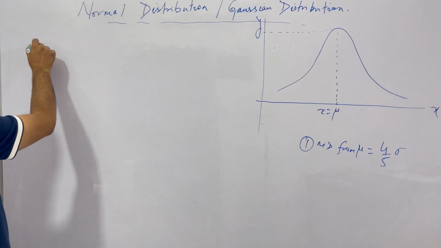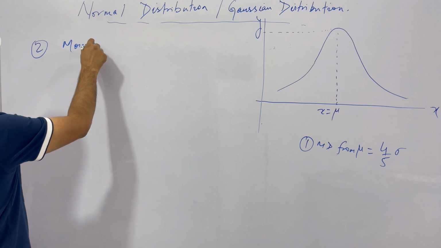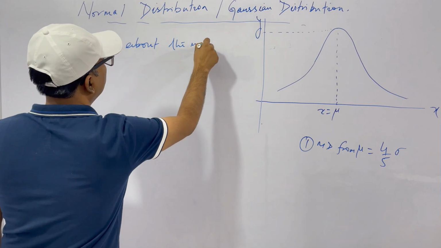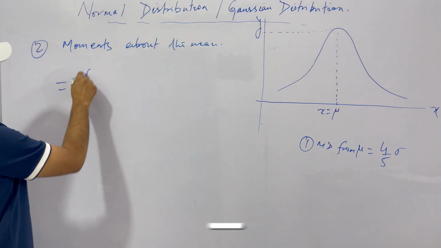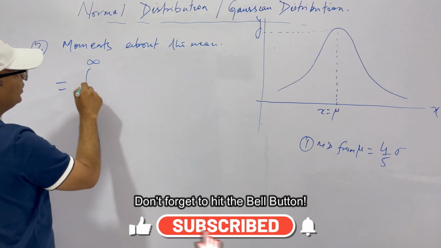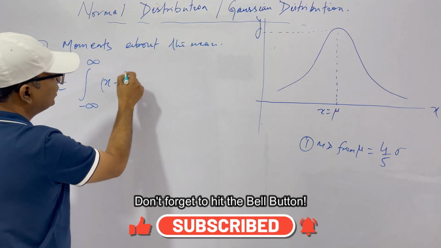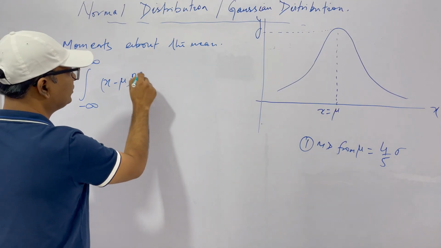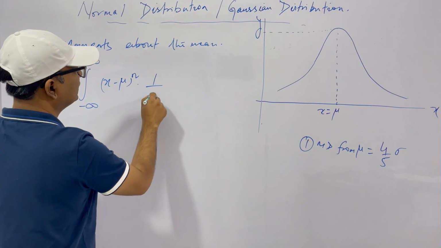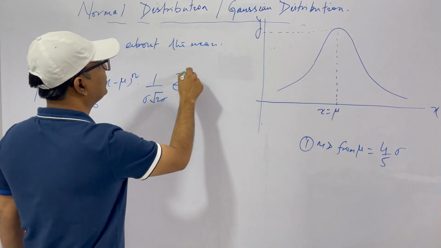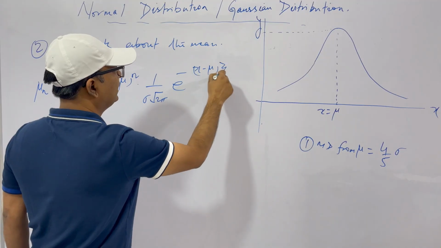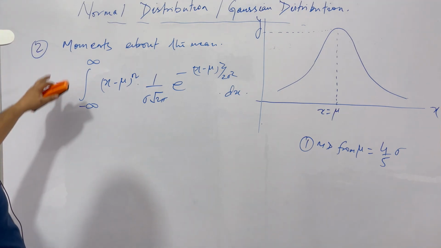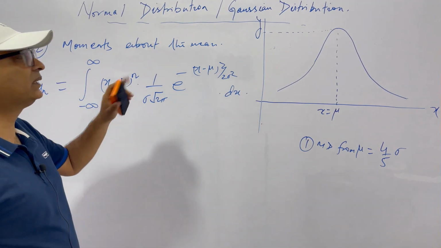Second is moments about the mean. How do we take moments about the mean? We simply integrate from minus infinity to infinity (x minus mu) to the power n, this is the nth moment, into the function, that is 1 by sigma root 2 pi e to the power minus (x minus mu) square by 2 sigma square dx. So what are the moments about the mean?